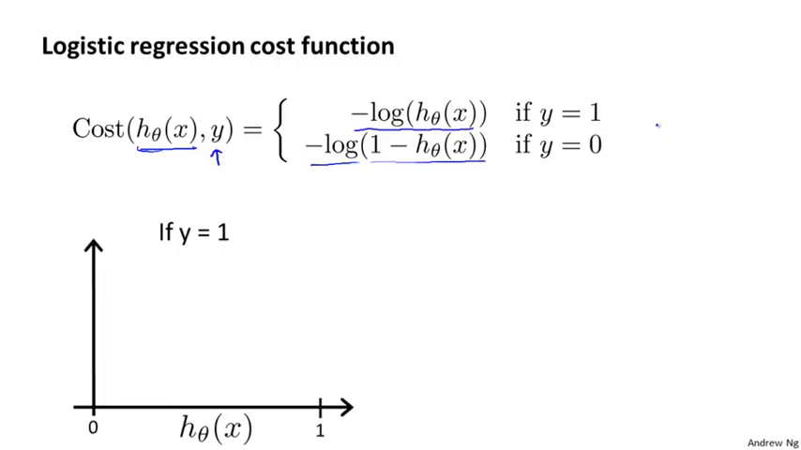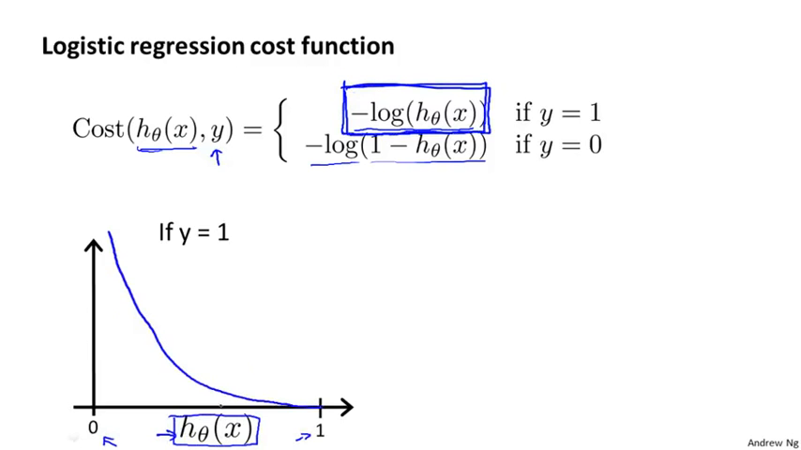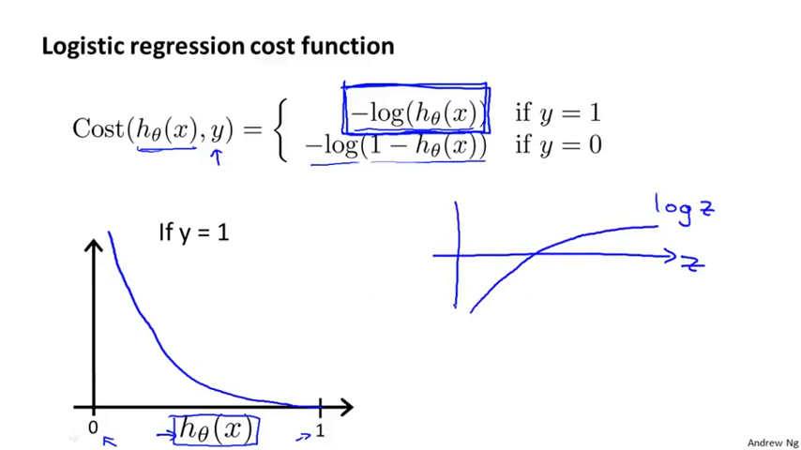Let's start off with the case of y equals 1. If y is equal to 1, then the cost function is minus log h of x. And if we plot that, let's say that the horizontal axis is h of x, so we know that our hypothesis is going to output a value between 0 and 1. Right? So h of x varies between 0 and 1. If you plot what this cost function looks like, you find that it looks like this. One way to see why the plot looks like this is because if you were to plot log z with z on the horizontal axis, then that looks like that, and it sort of approaches minus infinity.